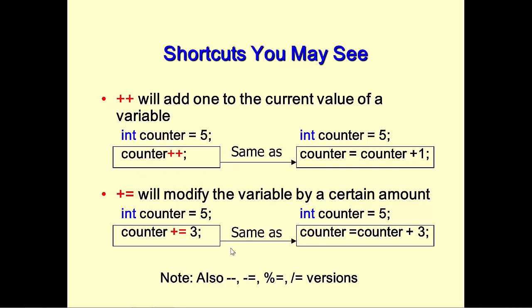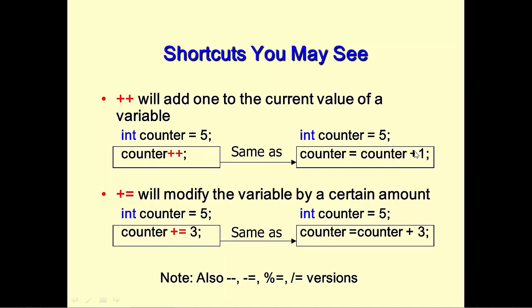And what do we mean by this? Well, if you see int counter gets 5, it's going to start out with the value of 5. So we open up a chunk of computer memory called counter and stick a 5 into it. And if I say counter plus plus, this is the shortcut operator. It's the same thing as saying counter gets counter plus 1.